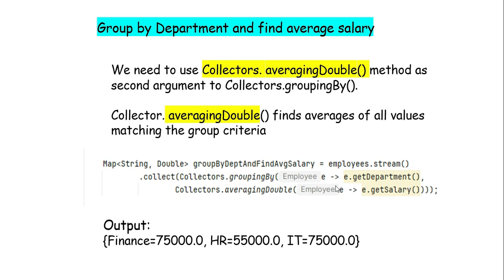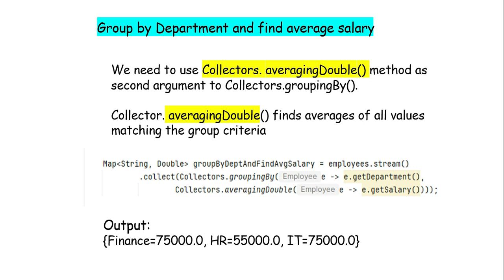So here, what we can do is, again, we specify the classifier function as the first argument, and the second argument here would be the averaging function which you want to apply to that specific attribute. That attribute you specify as salary. So we want to group them by department name and find the average of their salary. Here we can use Collectors.averagingDouble with getSalary. If you see here, the key in the map is returned as a string, and the value is a double, which you have calculated. So on each of the departments, we get the average salary belonging to all those employees.